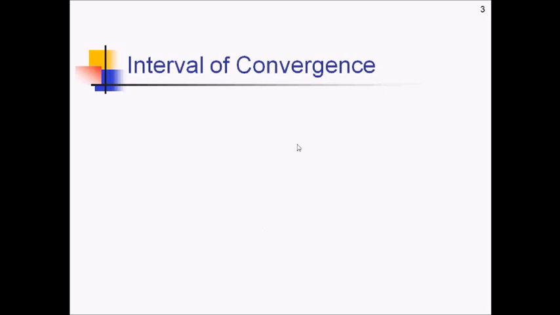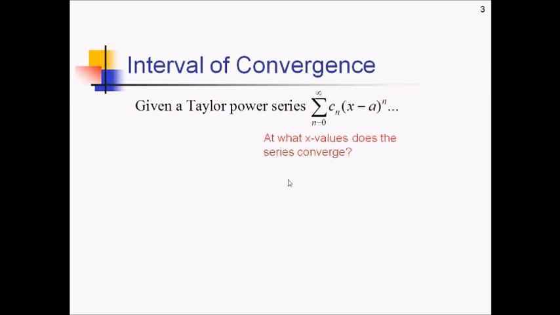To start our discussion, let's say that we have a Taylor power series for some function, where we have x minus a to the n and c of n, that's all the coefficients that we got with the factorials and the derivatives at all orders of whatever this function was. All right, so we could ask the question, at what x values does this series converge?